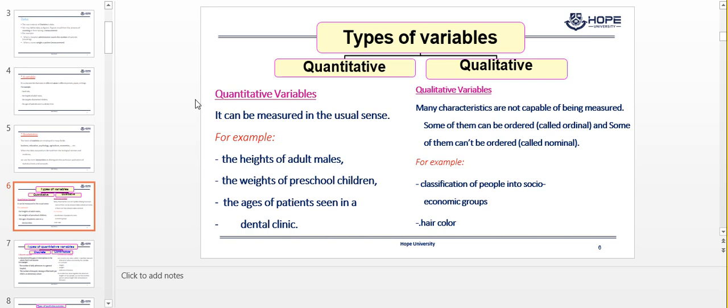What is qualitative? Qualitative is a kind, an indicator. Many characteristics are not capable of being measured. Some of them you can indicate by their shape, by their color, by their format, by their event. So we call it kind, not numerical, not number based. For example, classification of people in socioeconomic groups, or also the color of your hair. The color of hair should also be a qualitative variable.